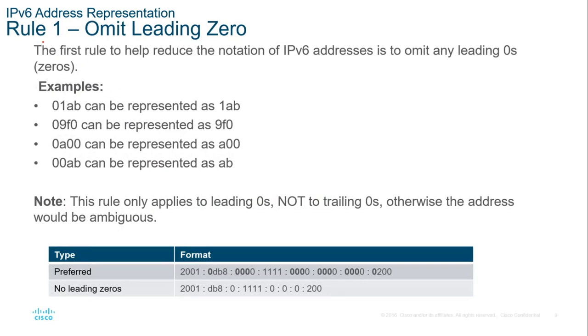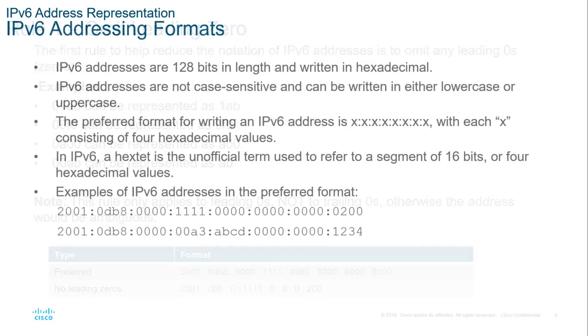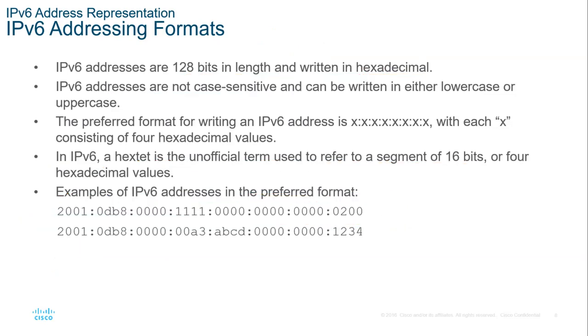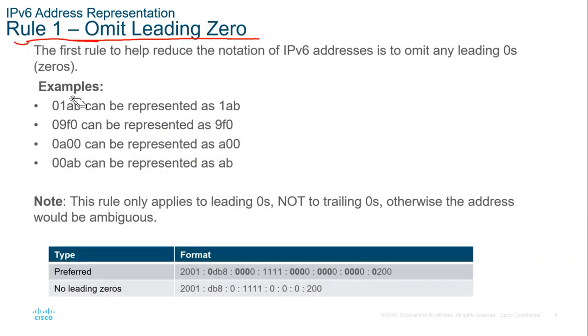IPv6 address representation, we have the rules, because when you look at this address, it's long. So to compress this, there are rules. That is rule number 1. The first rule to reduce the notation of an IP address is to omit any leading 0.